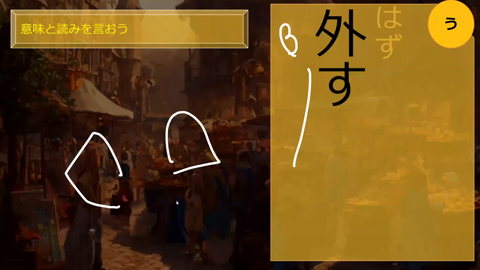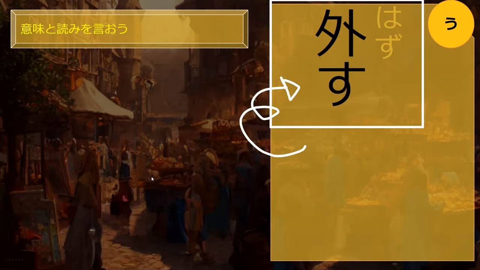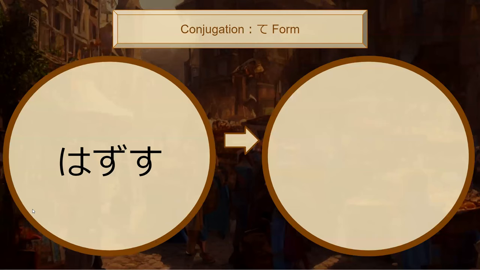Very similar to that word is this guy. I don't think they share kanji, funnily enough, but hazusu means to take off, to disconnect something. Hazusu. What is the te form of this verb? Hazushite.